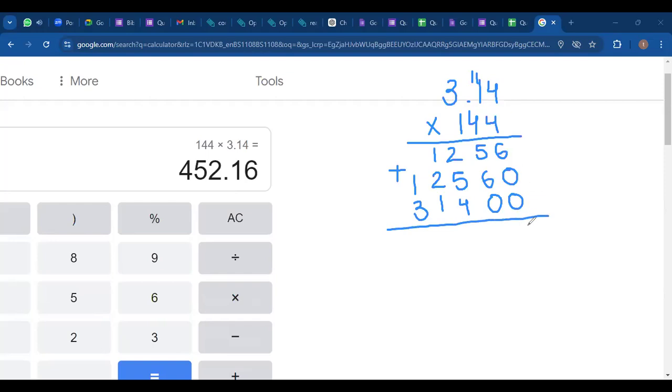6 plus 0 is 6. 6 plus 5 is 11. Carry the 1. 5 plus 3 is 8, plus 4 is 12. Put the 1 up. 2 plus 2 is 4, plus 1 is 5. 3 plus 1 is 4. And now you have all these numbers, but you remember you only have 2 numbers behind the decimal point.